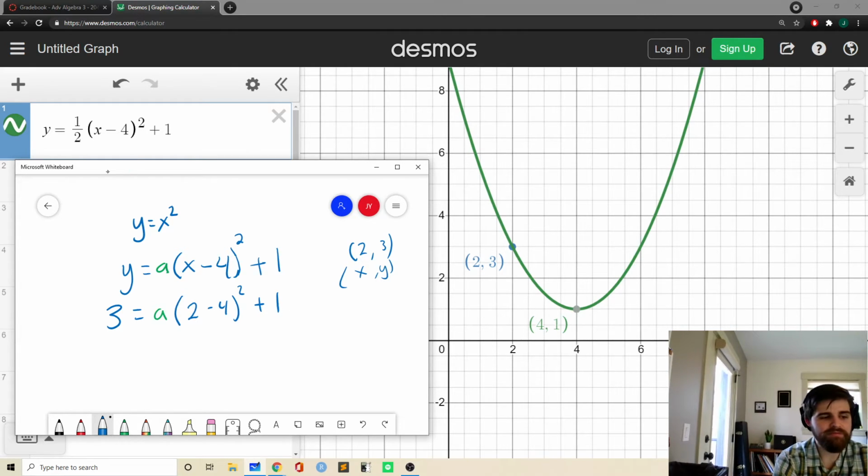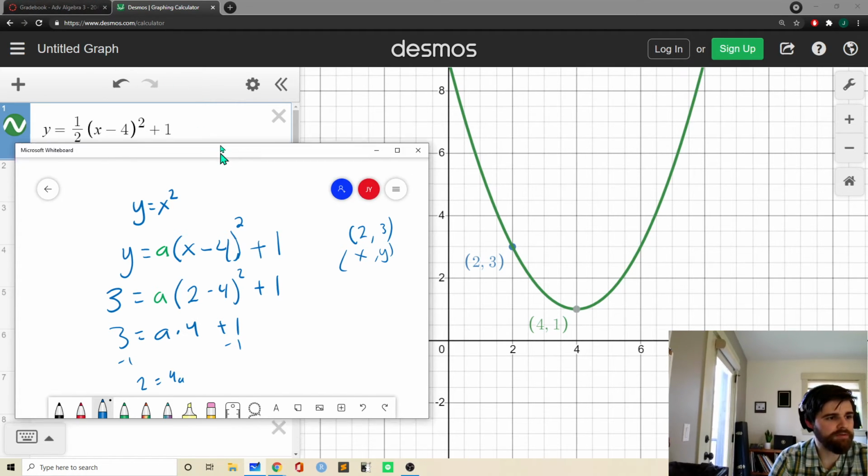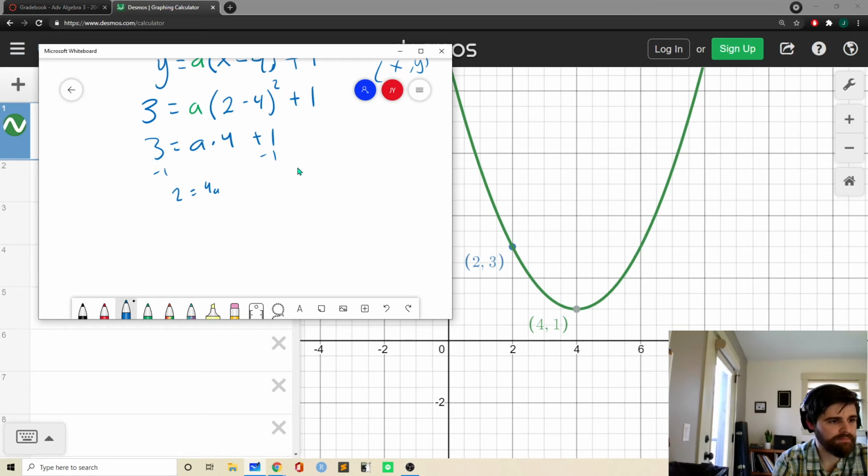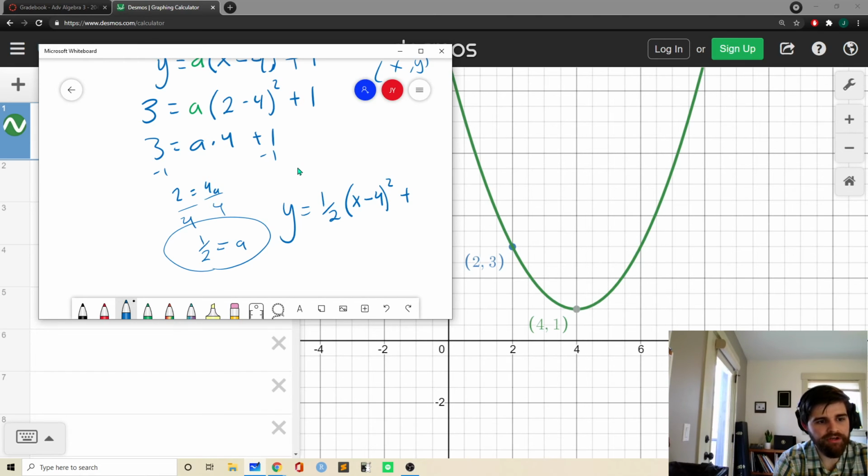We already know it's a half, but I'm just showing you how we would do it algebraically instead of just guessing. Okay, so we get a times negative 2 squared, and negative 2 squared is 4. Then we can subtract 1, and we get 2 equals 4a. Sorry, running out of room here. If we divide by 4, we get what we thought, which was 1/2. So for our final equation, we need to multiply by 1/2, subtract 4 on the inside, and add 1 on the outside to go through all those transformations.